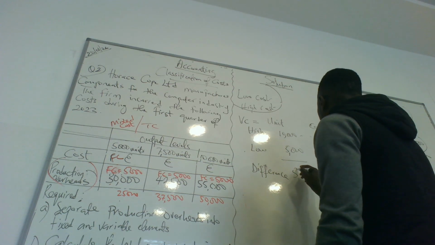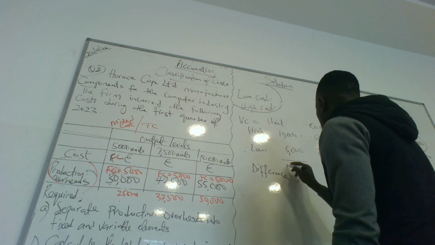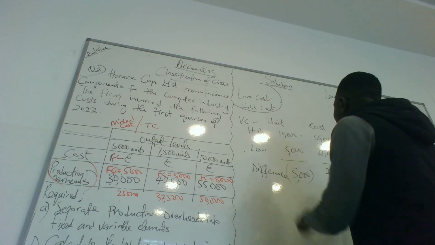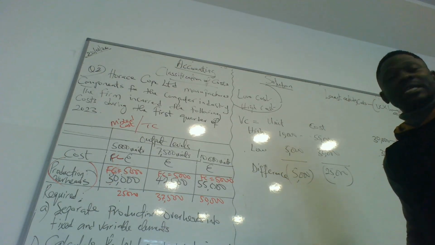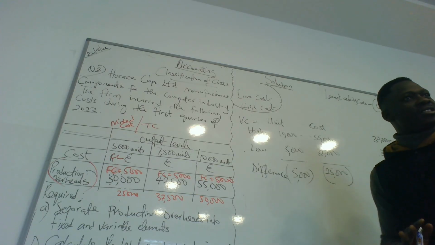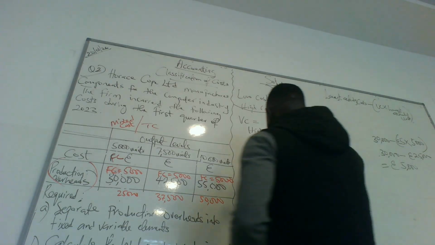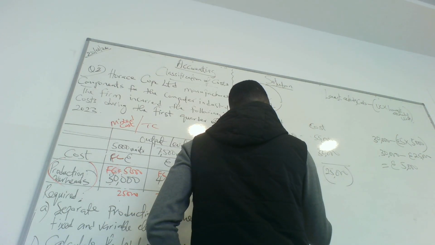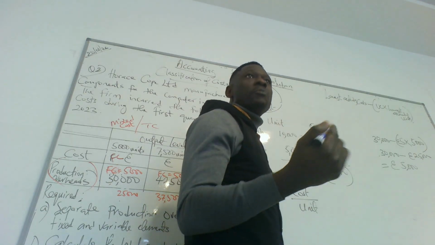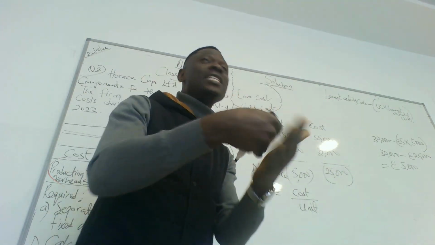The difference is 25,000 in terms of cost, and the difference is 5,000 in terms of unit. Now we have unit, we have cost. This allows us to know the variable cost. So variable cost is cost divided by the units. That's how we get our variable cost, because variable cost is the only cost that changes as level of output changes.